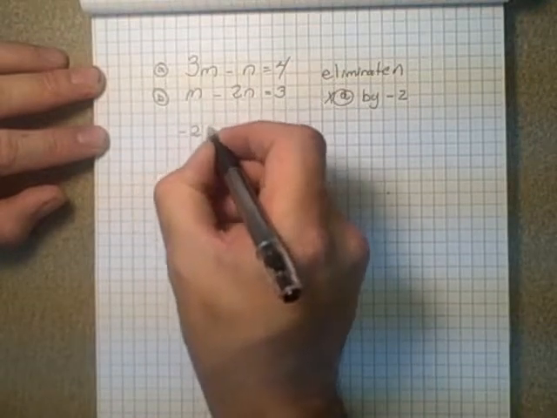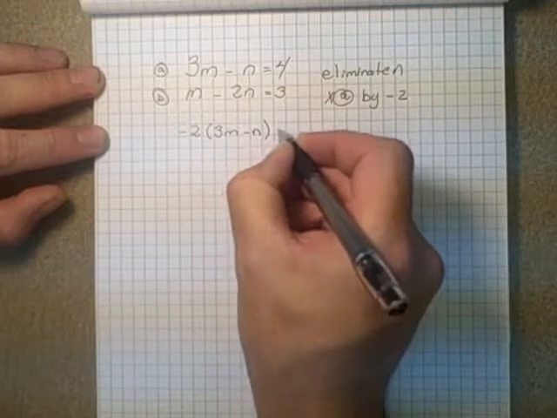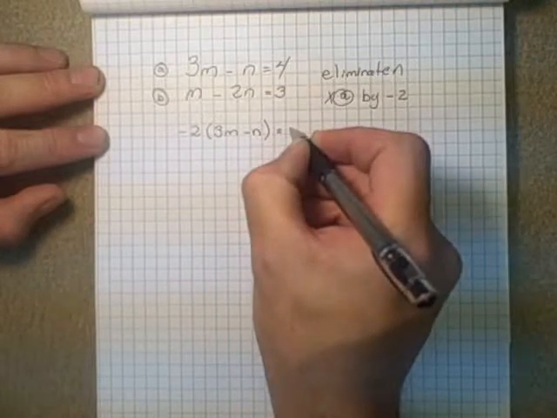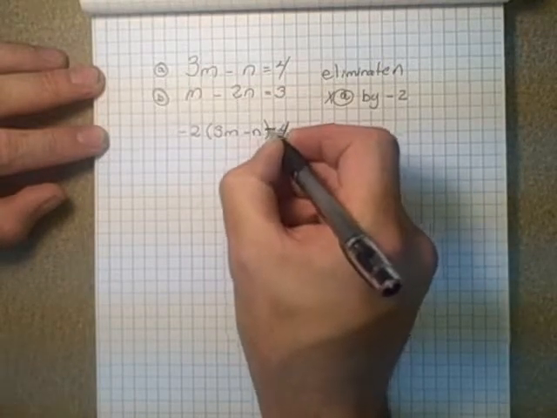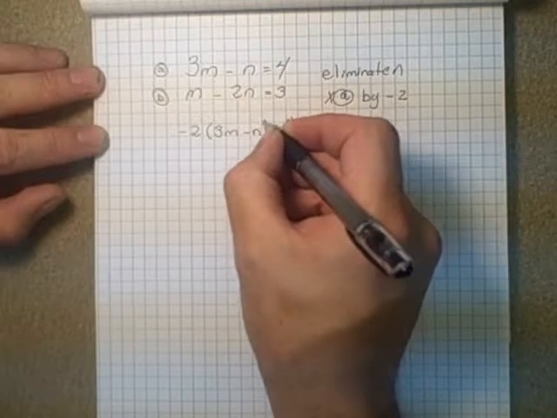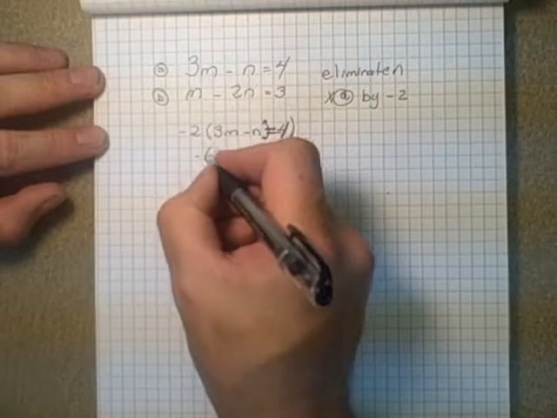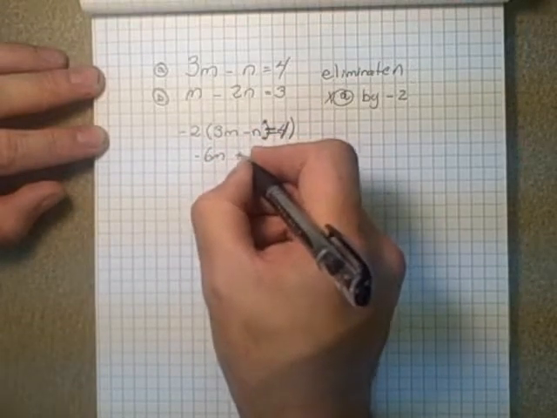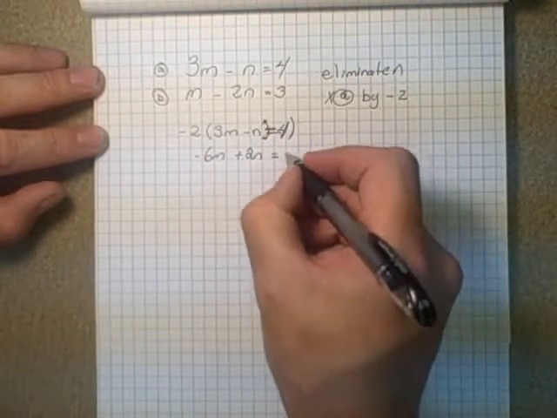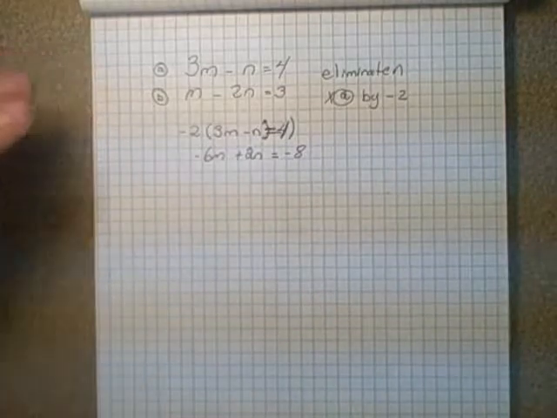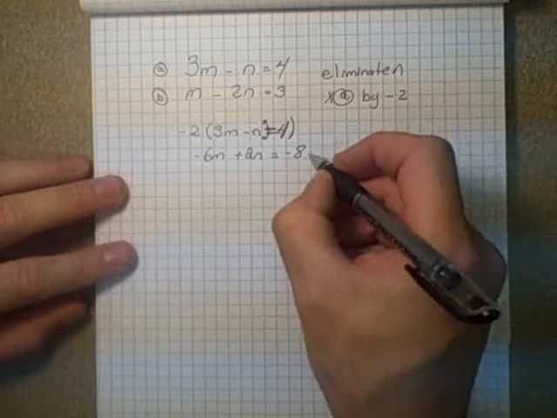So -2 times 3m minus n is equal to 4, and that has to be in brackets as well. So I'm going to throw the brackets down a little too early there. So when we multiply it out, that's -6m plus 2n is equal to -8. That becomes our new equation A after I multiply it.